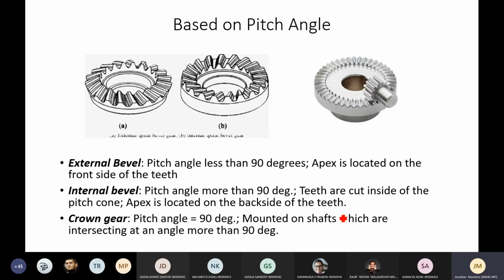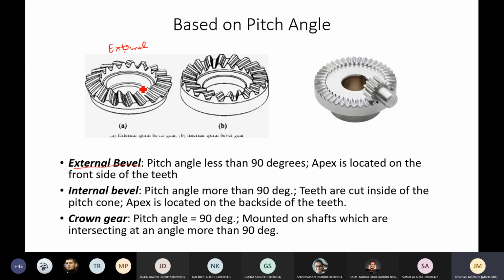Based on pitch angle, now you can change some of the pitch angles of this particular arrangement. Pitch angle is less than 90, equal to 90, or more than 90. External bevel gear, internal bevel gear and crown gear. What do you mean by external bevel? Pitch angle is less than 90 degrees. The first picture tells you that. This is external bevel.